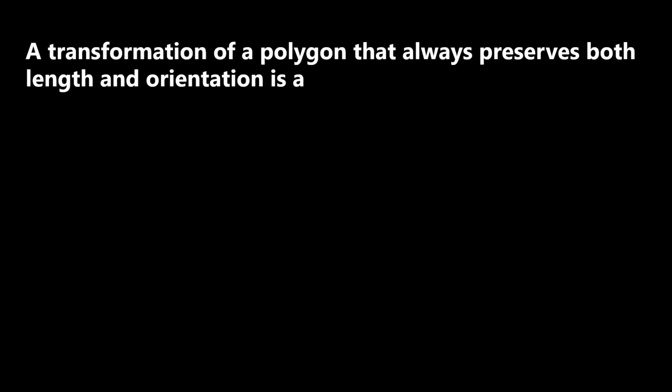Okay, welcome back, and let's look at this first question. It says a transformation of a polygon that always preserves both length and orientation is called a translation. So the key term in this question was the word orientation. Orientation pretty much means position. So when I translate a figure, so say if I have this triangle, and I translate this figure, a translation is also called a slide.